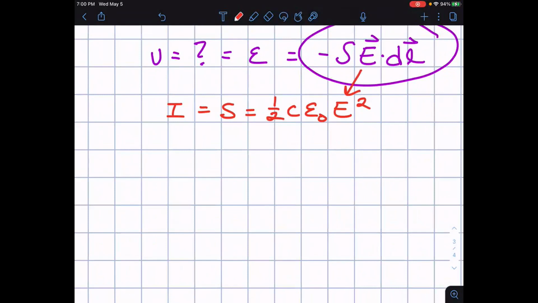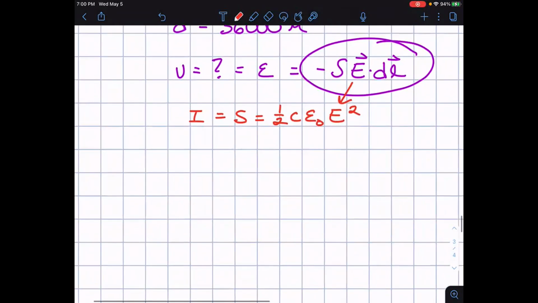Which is good because it does translate directly over. So what this tells me is that the intensity of some light wave is equal to 1/2 times c, the speed of light, times epsilon naught, the permittivity of free space, which we've dealt with before, times E, the electric field squared. So this is pretty good. I know everything in this equation except for E, which is what I'm looking for.